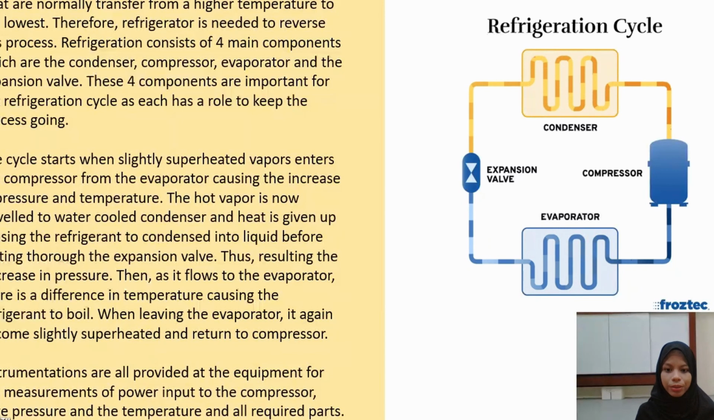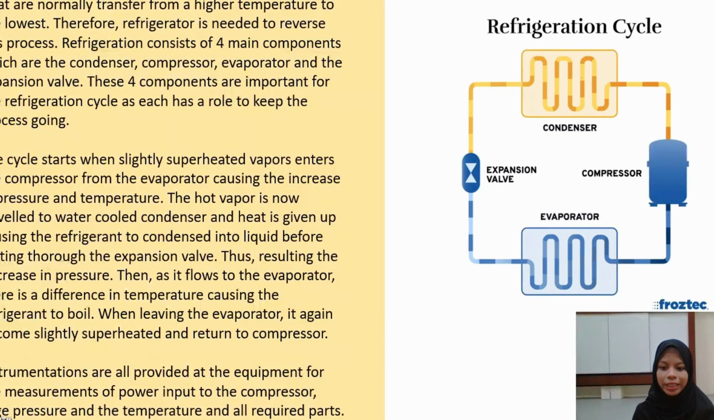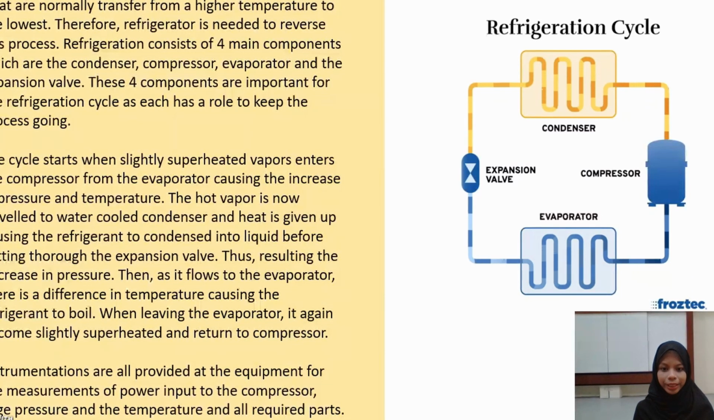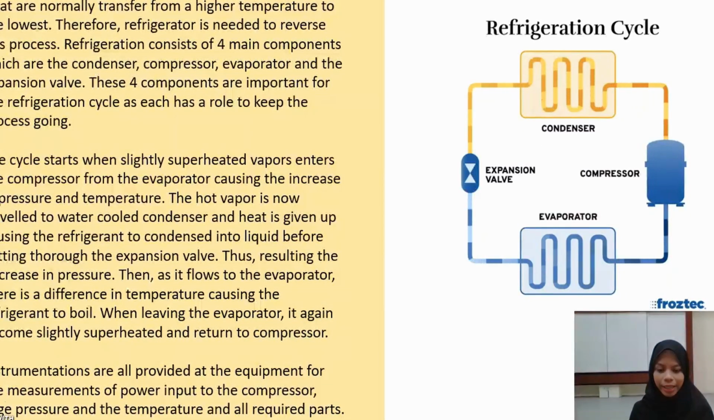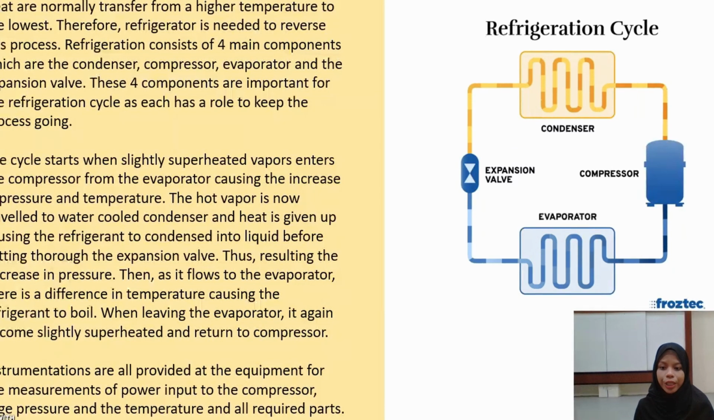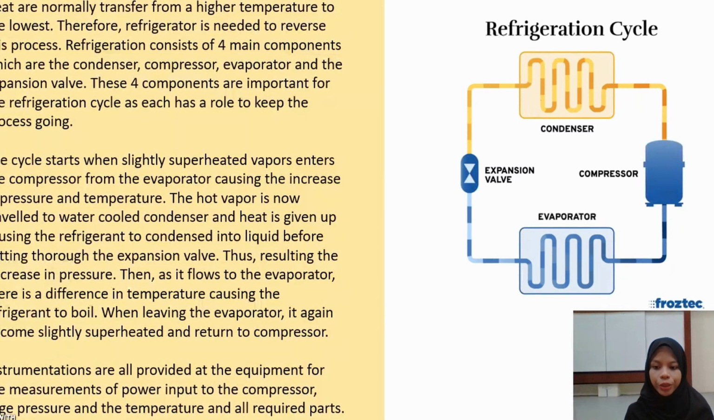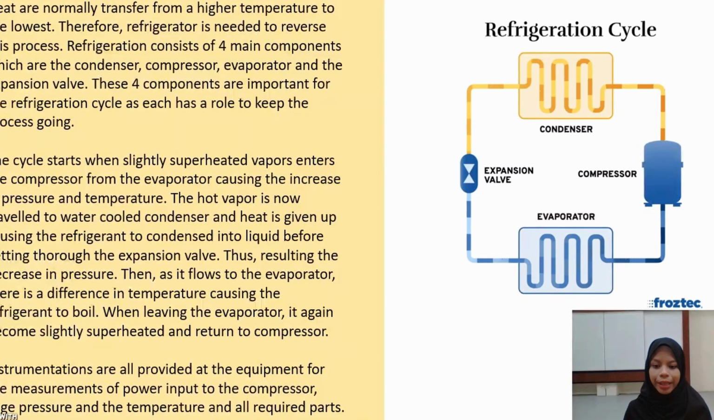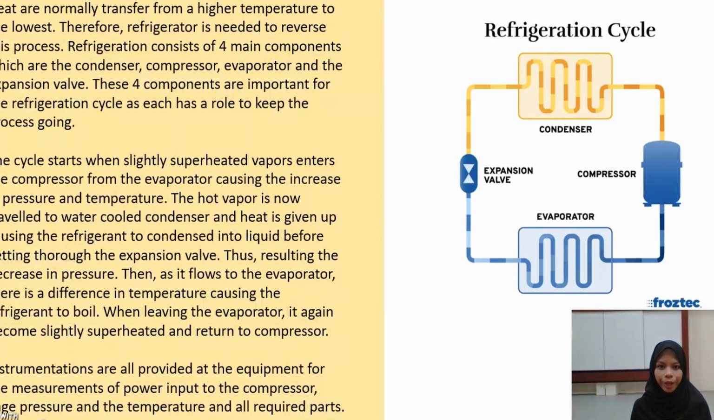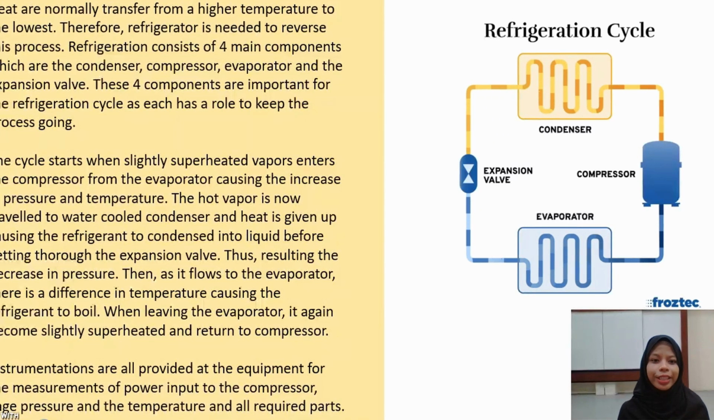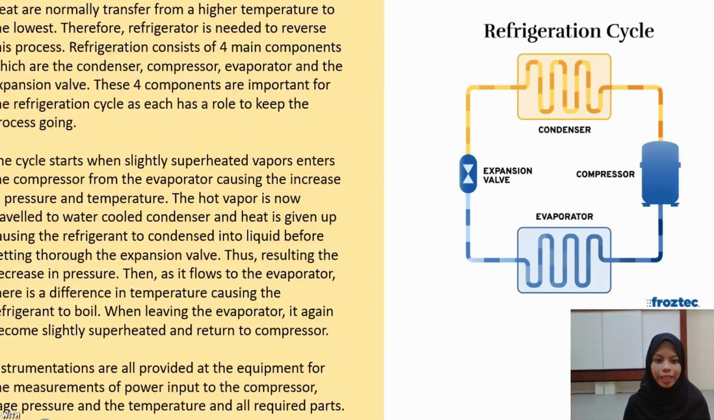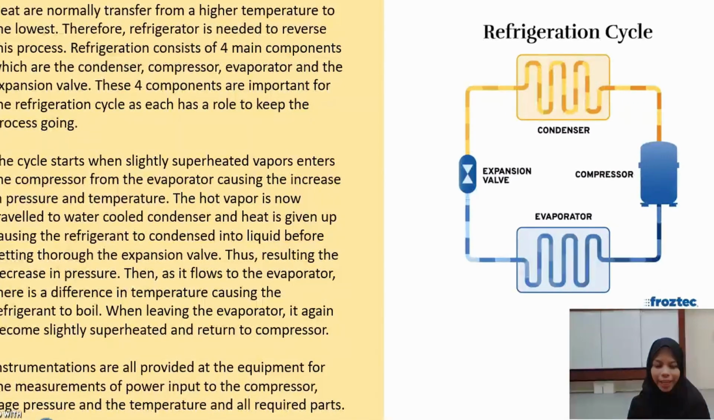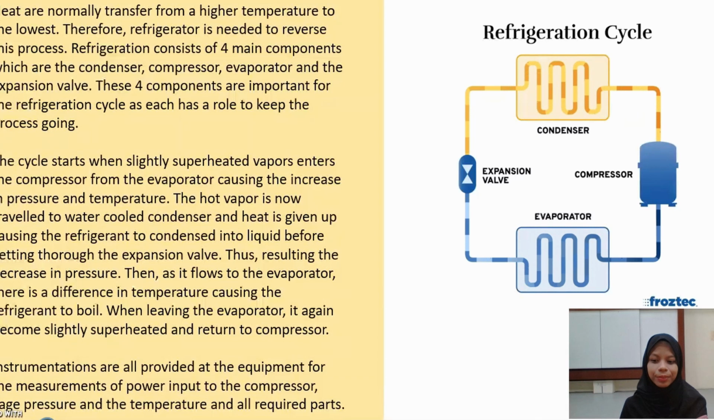Then, as it flows to the evaporator, there is a difference in temperature, causing the refrigerant to boil. When leaving the evaporator, it again becomes slightly superheated and returns to the compressor. So, instrumentation is provided at the instrument panel for the measurement of power input to the compressor, the gauge pressure, and the temperature, and all the required parts. This refrigeration cycle can be applied in the refrigerator and air conditioning in our daily use.